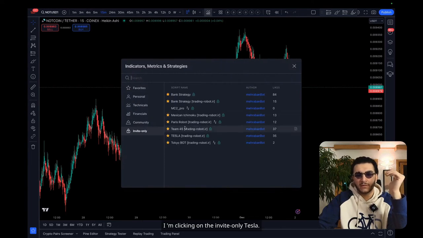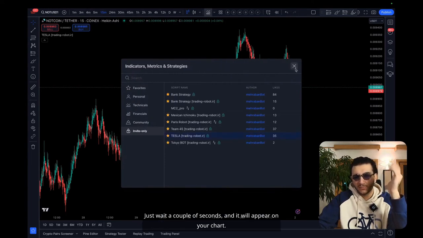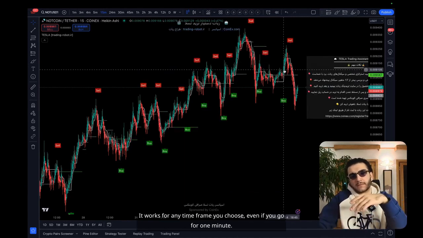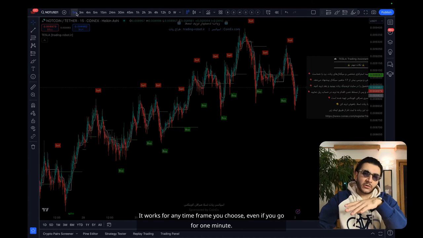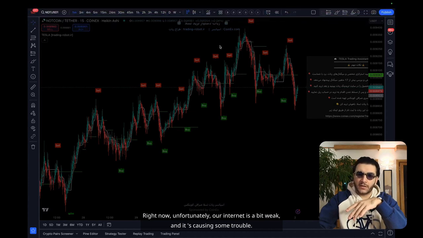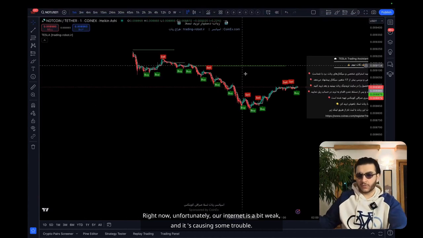I'm clicking on the invite-only Tesla. Just wait a couple of seconds, and it will appear on your chart. It works for any time frame you choose, even if you go for 1 minute.